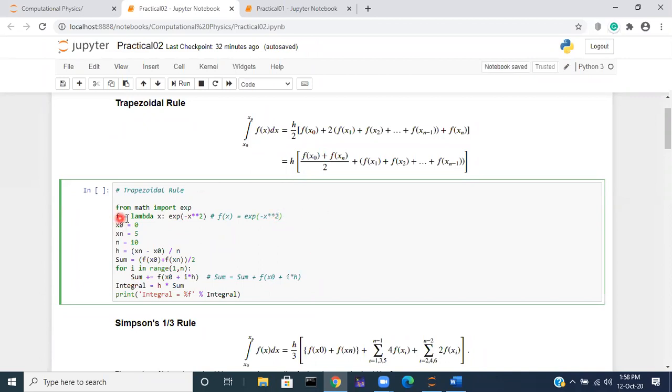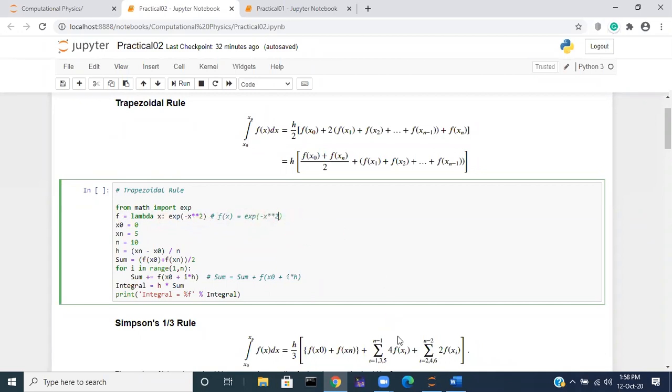The meaning of the lambda function is that f is a function which depends upon the variable x and the expression for the function is exponent minus x square. So f of x equal to exponent minus x square. This is how we define a lambda function.